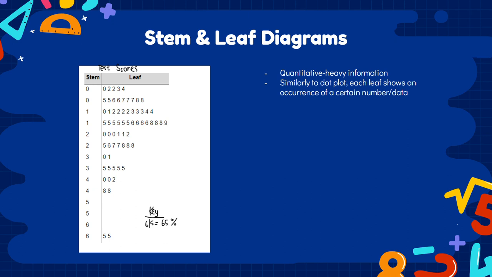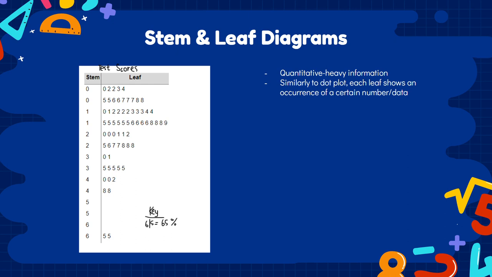So now we're at stem and leaf diagrams. Stem and leaf can look a little intimidating and complex at first if you've never seen it before, but it's very similar to a dot plot actually. So the first thing you want to look for in a stem and leaf diagram is the key. The key will tell you what you're actually looking at. So in this key you can see 6-5 is equal to 65%. So we're dealing with test scores.